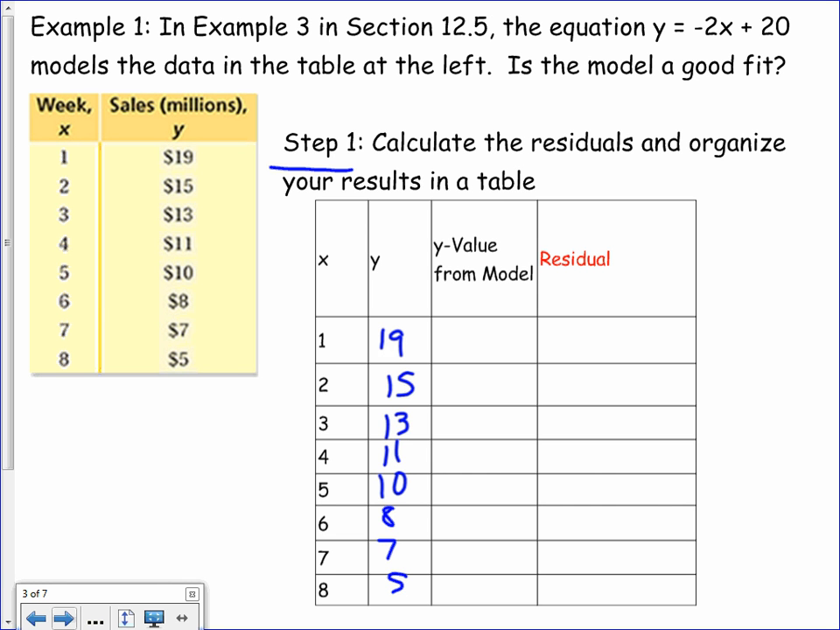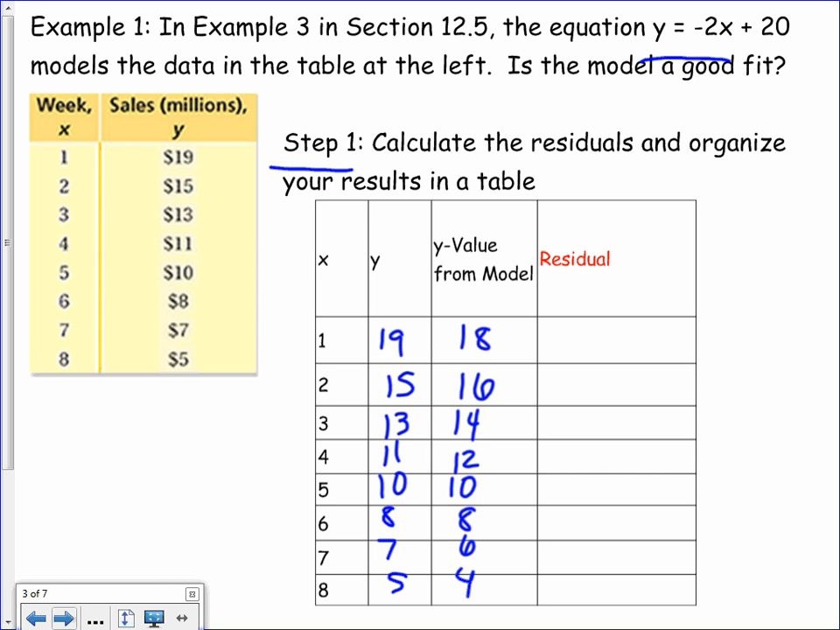Now the y value from the model means, using our equation, when x is 1, what is the y value? Negative 2 times 1 is negative 2. Negative 2 plus 20 is 18. The residual is the difference between those two, but we'll finish the y values from the model first. So negative 2 times 2 is negative 4. Negative 4 plus 20 is 16. So we'll go through filling in all those y values from the model.